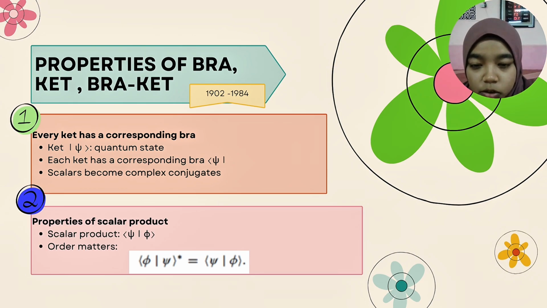First, every ket has a corresponding bra. A ket represents the state of a quantum system, while the corresponding bra is the dual of the ket. The bra is obtained from the ket by taking the complex conjugate transpose. Second, properties of the scalar product. The scalar product is a complex number that measures the overlap or similarity between two quantum states. The order of bra and ket is important because interchanging them gives the complex conjugate of the original scalar product.